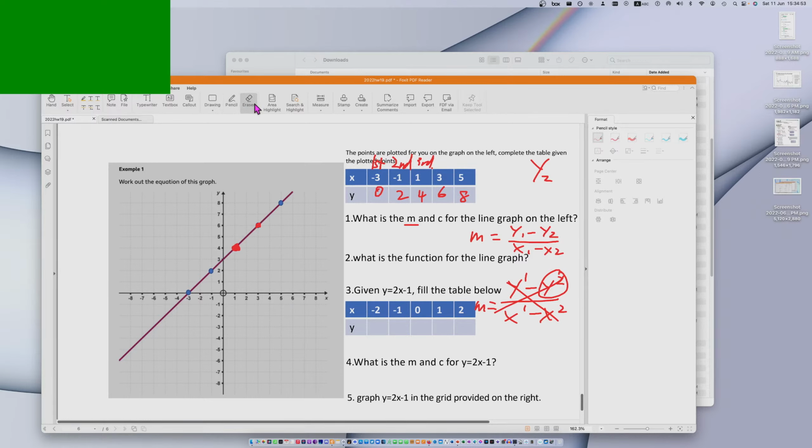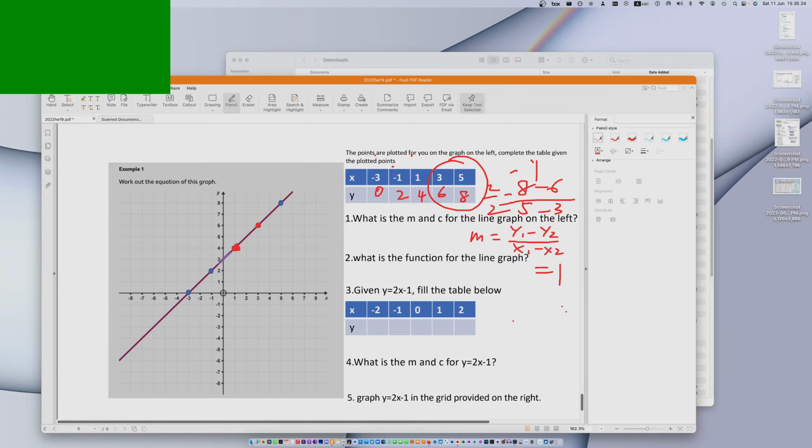Okay, next. So therefore, which 2 points you want to use to find m? Maybe you use this. You just put in the 8 first, and put the 6. With the 5, and you put the 3. So you get 2 over 2. So the answer is 1. So the gradient is 1.